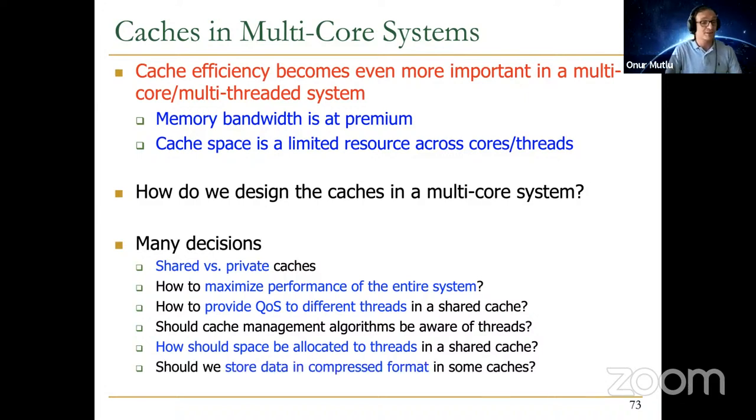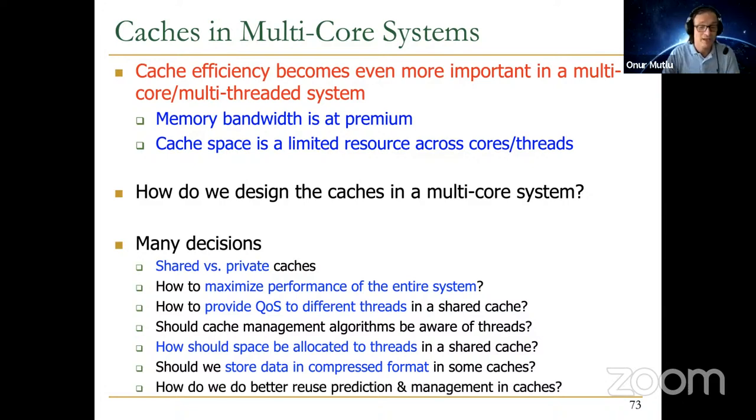And then there's another interesting dimension. Since efficiency is so important, should we maybe start considering storing data in a compressed format in some of the caches so that we can make better use of the space that we have? Of course, there are downsides to it. Now, whenever you access the cache, you need to decompress the data, unless you're operating on compressed data in your processor core, which is not the case today, of course. And then how do you do better reuse prediction and management in caches? Because this is much more important in a multi-core system, because you have many, many more threads requiring service from the memory hierarchy.